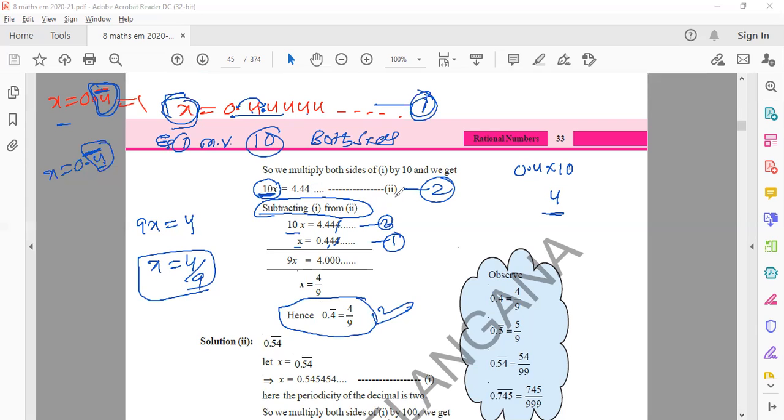After this, you subtract equation number 1 from equation number 2. So this is equation number 2, and equation number 1 I wrote. So these are all cancelled. 0, 0, 4 minus 0, 4. 10x minus x, 9x. So 9x is equal to 4.